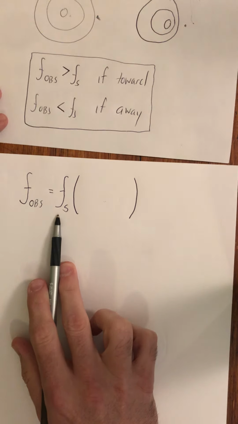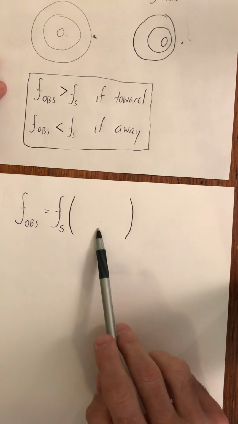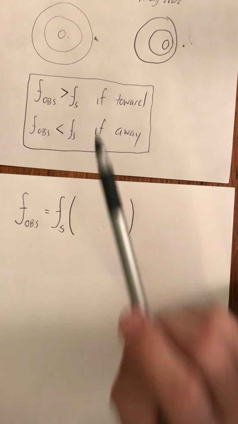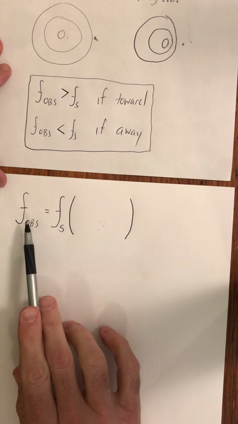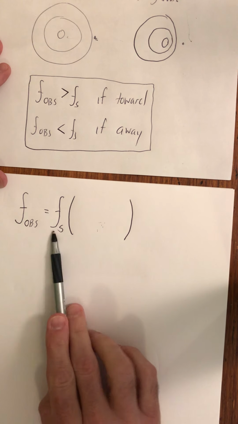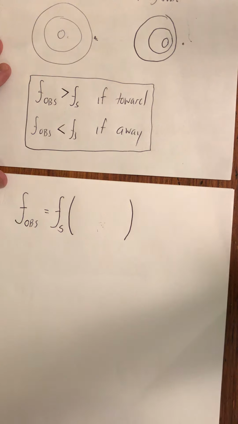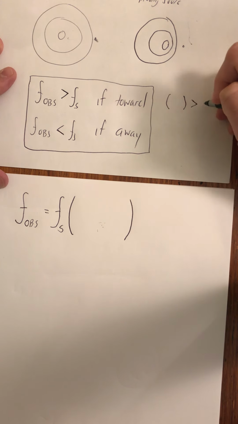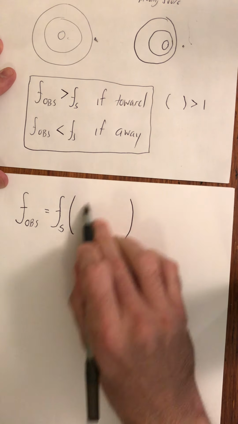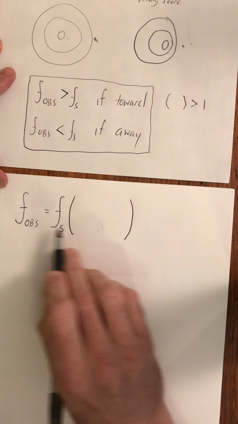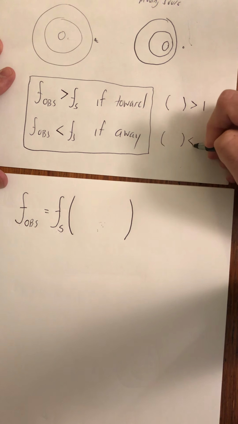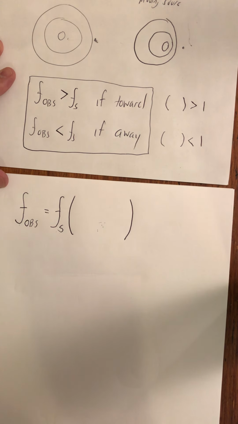So if we come back here, what's going to be true about this factor if the source is moving towards the observer or the observer is moving towards the source? Well, I need the frequency observed to be greater than the frequency of the source. The only way that can happen is if what's in the parentheses is greater than 1. So some number greater than 1 multiplied by this is bigger than that. And if they're moving away, what's in the parentheses has to be less than 1. If you keep that in mind, that's going to make your life a lot easier.